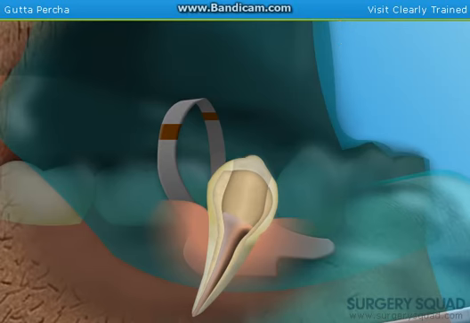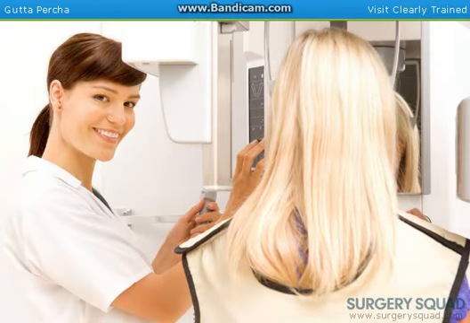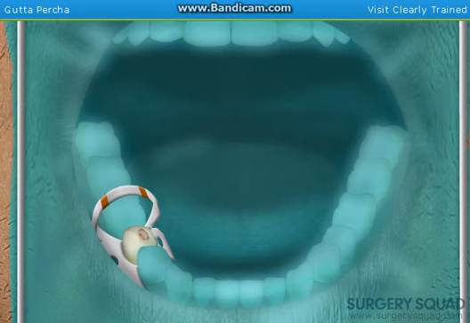After the Gutta Percha has been placed, it is common that additional x-rays are taken to verify that the canal has been adequately sealed off. Once the dentist verifies that the canal has been sealed, a filling or crown is placed, depending on the location of the tooth.